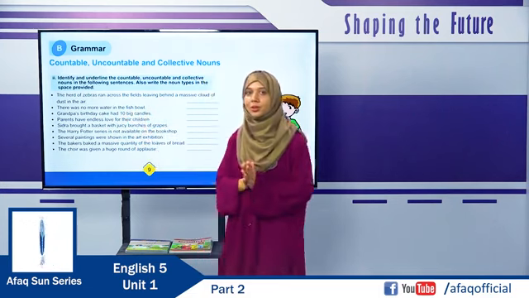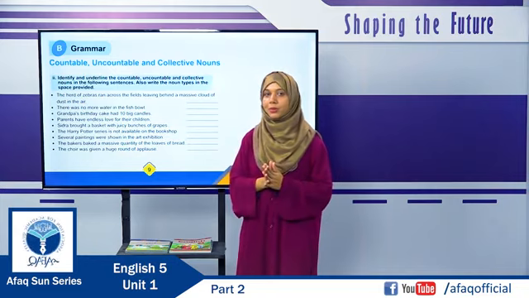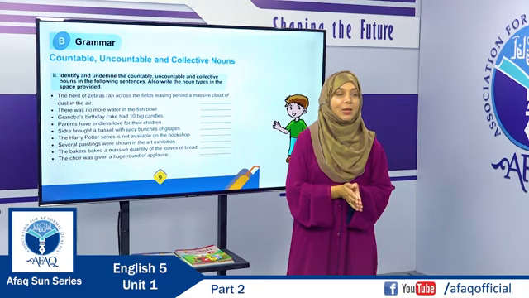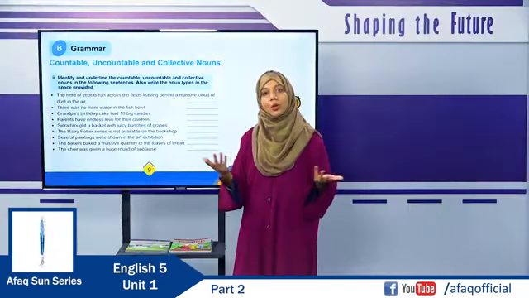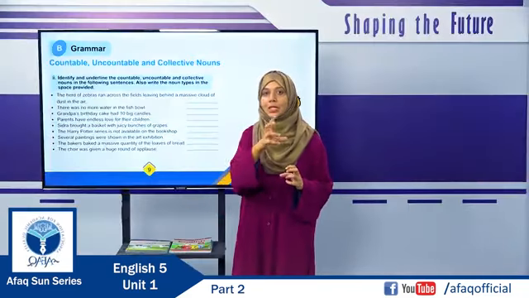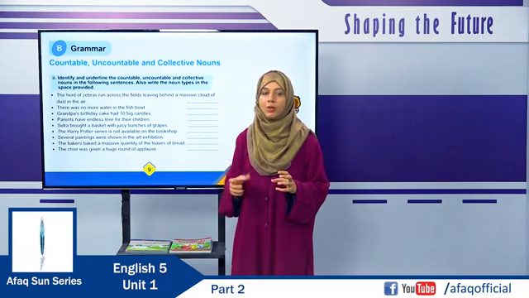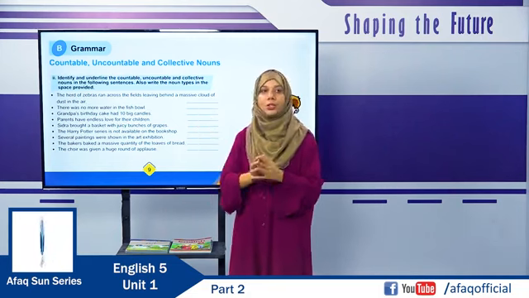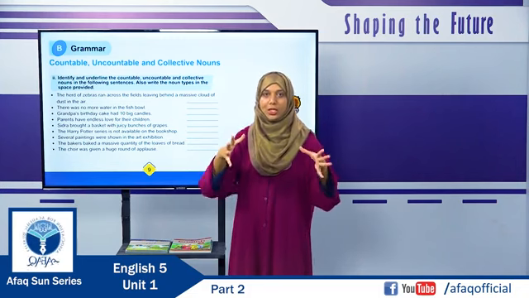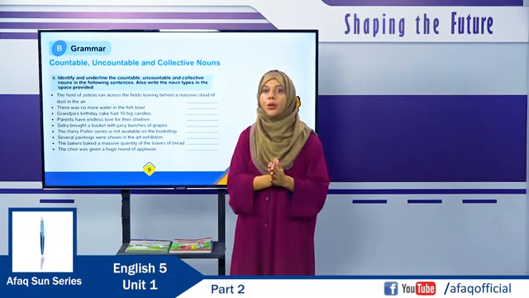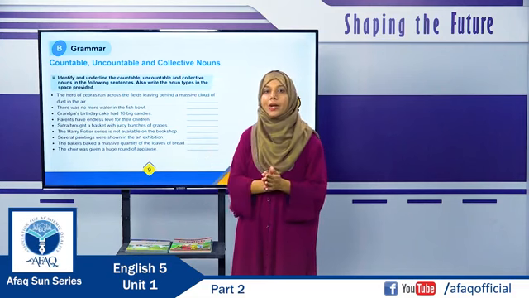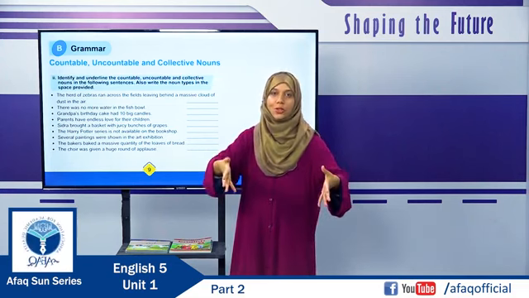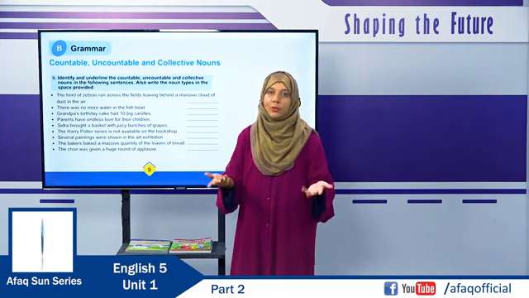Fish is also countable or uncountable? It is a countable noun, but the interesting thing is the plural form of fish is also fish. But if there are different varieties of fish, for example, there is a goldfish and there is a guppy fish and there is a shark, there are different varieties of fish, then you can call them fishes. Otherwise, if there is only one variety, for example, there are 5 goldfish, you will just call them fish.